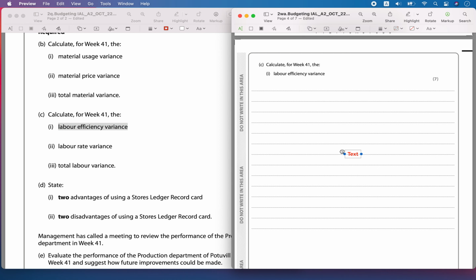Okay, so the labor efficiency variance, how will you calculate? How many hours they worked times the rate. That is the general formula for any labor efficiency variance. Budgeted hours worked minus the actual hours worked, the difference in the quantity of time they have worked, times the budgeted rate.